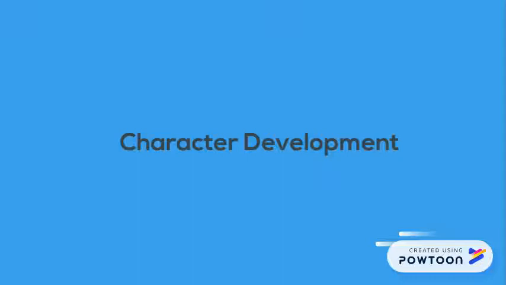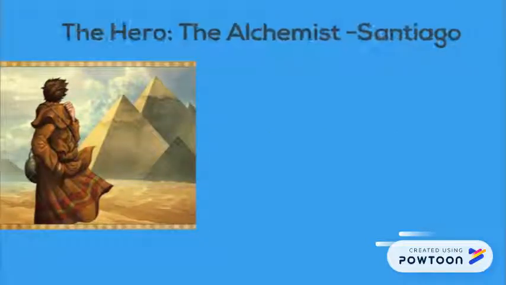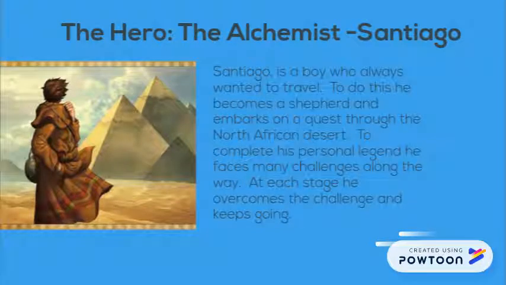Character development. In the next part of the video, I'll be focusing on what types of heroes they are and their motivations in the two texts. Santiago is an unwilling hero because he is full of doubts on whether he can complete his personal legend. Santiago needs to be pushed and motivated by the King of Salem, but later through the journey he becomes motivated by his love of Fatima.